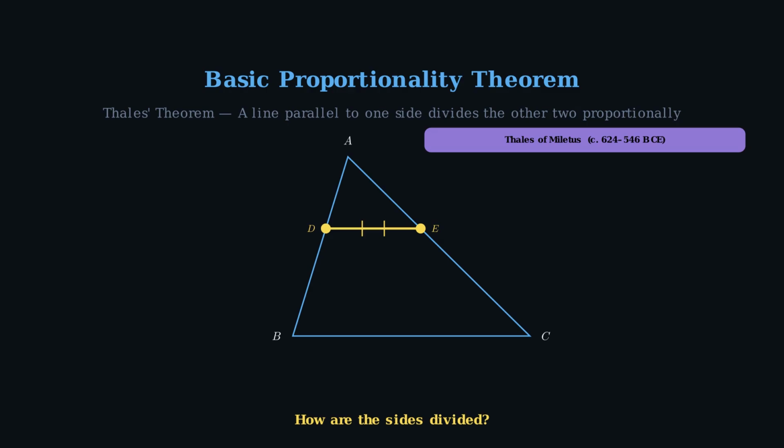That line divides the other two sides proportionally. This is the cornerstone of similarity and scaling in geometry. Let's explore it step by step.